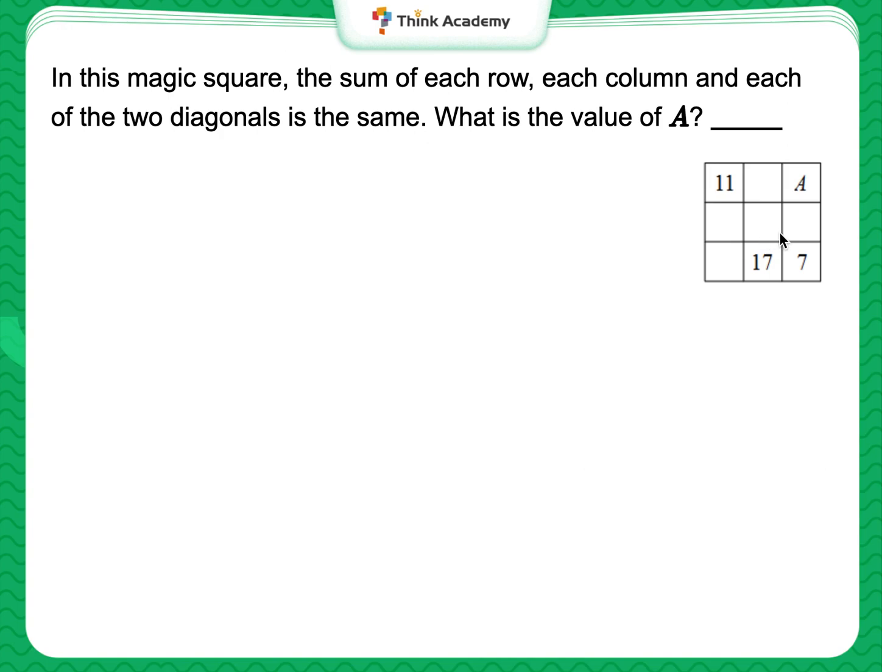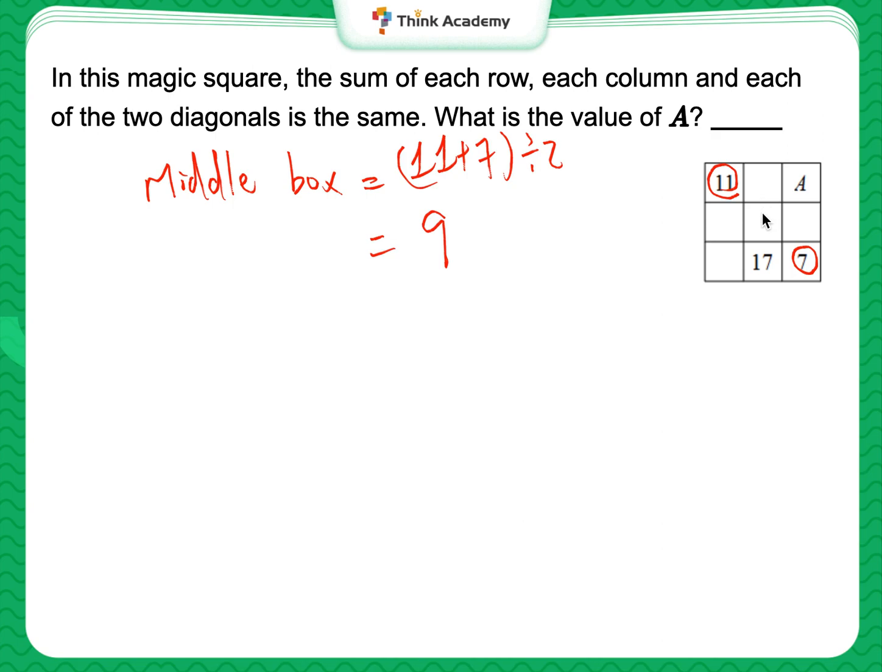So the middle number is always half of the sum of any 2 opposite numbers. Now in this magic square, the only pair of opposite numbers we can spot is 11 and 7, which means that I can find the middle box by adding them up and halving it. So naturally that's going to be 18 divided by 2, which is 9. So I have 9 in the middle.